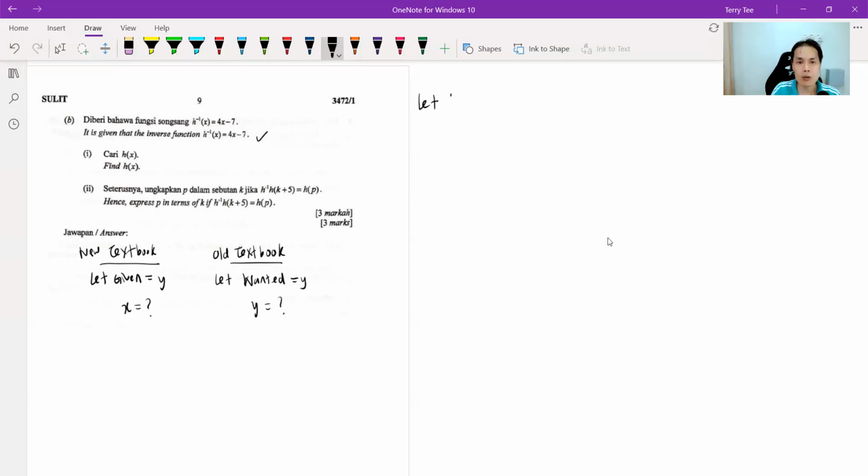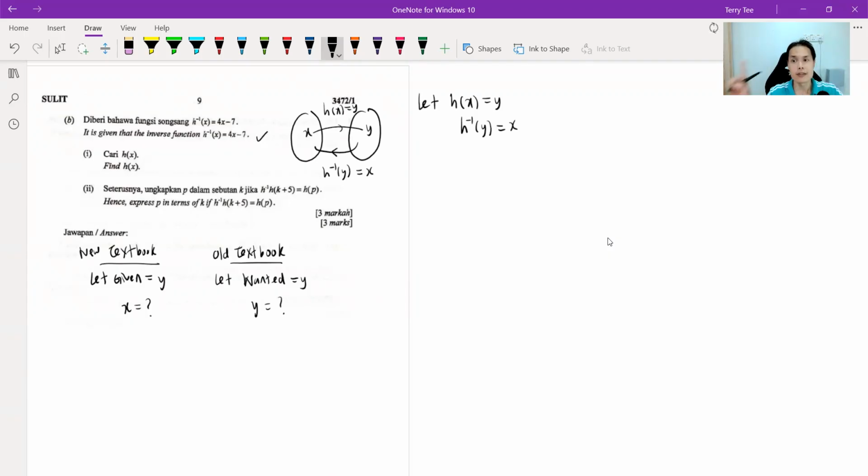So here I'm going to let whatever I'm finding, which is h(x), be y. Then I will interchange: h inverse of y, I let it be x. Okay, I hope you understand this. h(x) maps x onto y. When I go backwards, h inverse of y will map your y back to x. So basically your x and y interchange. Your object and image will now switch position. And I know my h inverse: h inverse of x is 4x minus 7.